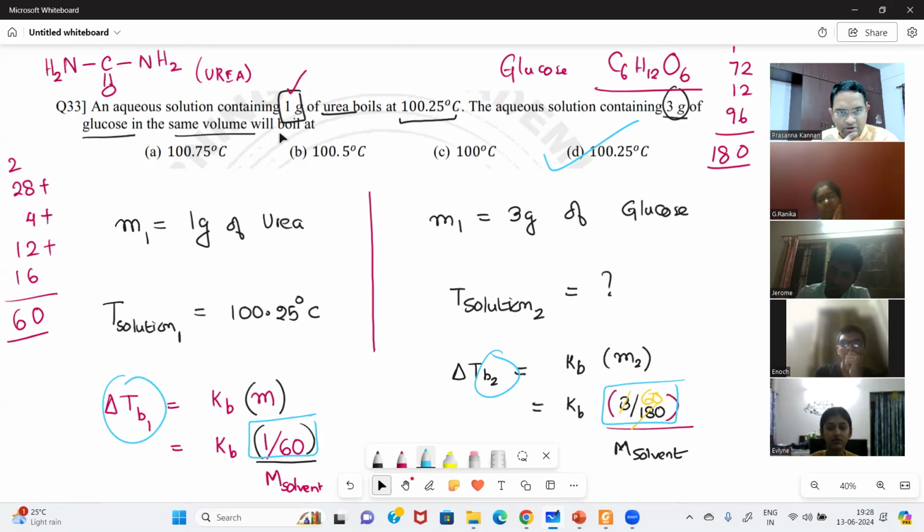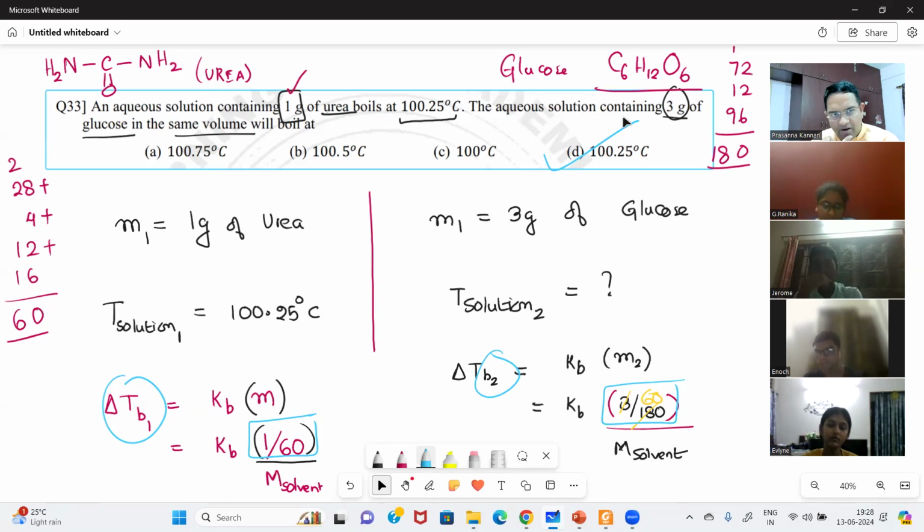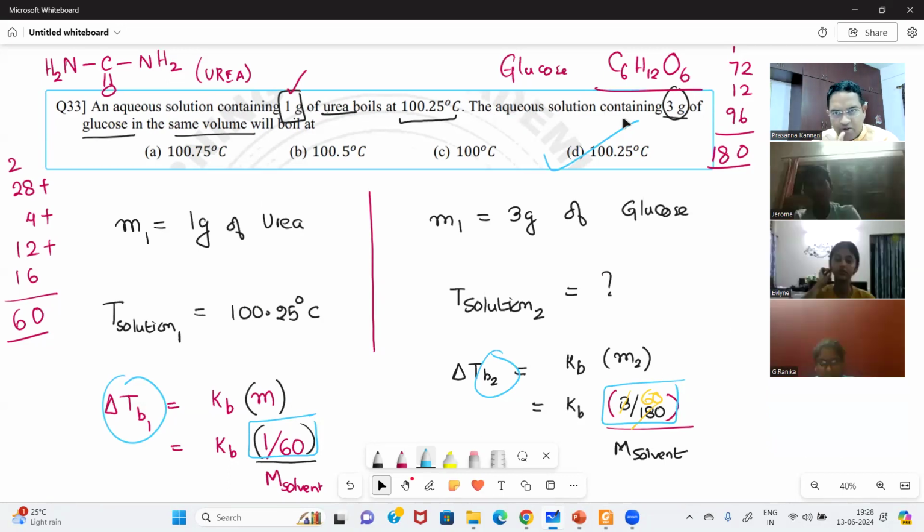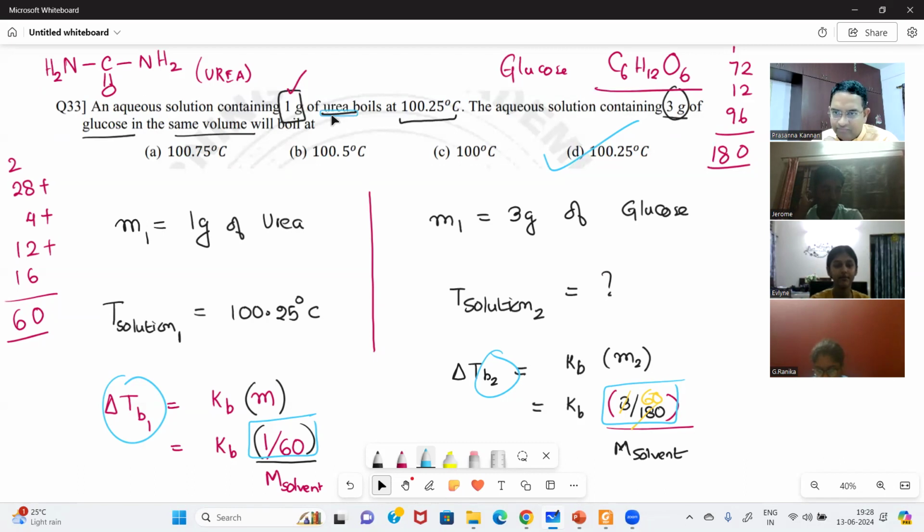Yeah, sure. An aqueous solution containing 1 gram of urea boils at 100.25 degrees Celsius, right? The aqueous solution, same solvent, containing now 3 grams of glucose in the same volume will boil at what? Right, Evelyn? So now your formula is Kb into molality, right? If the elevation in boiling point is the same, then both the liquids are going to boil at the same temperature, right?